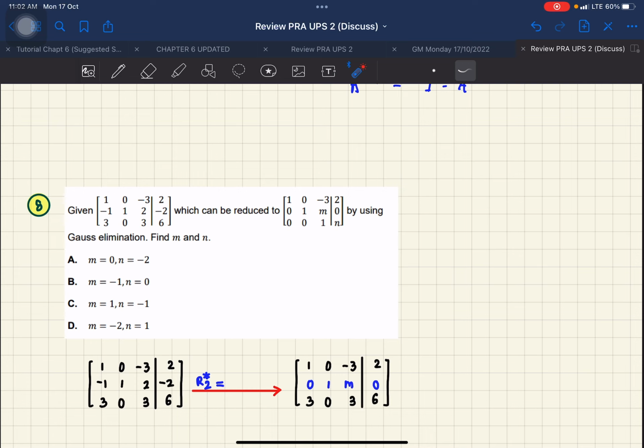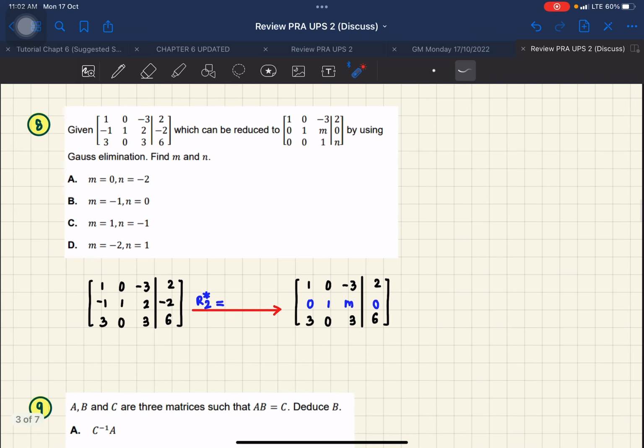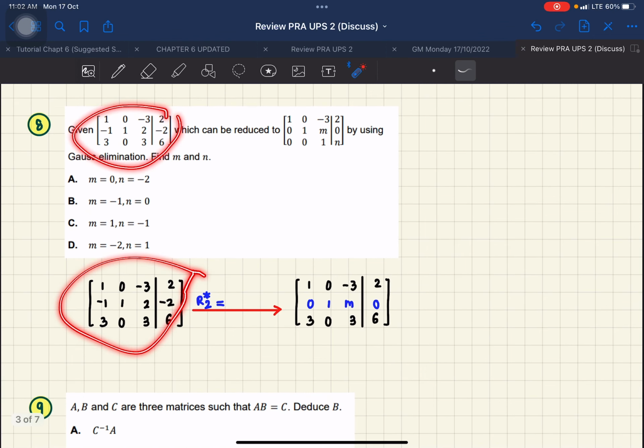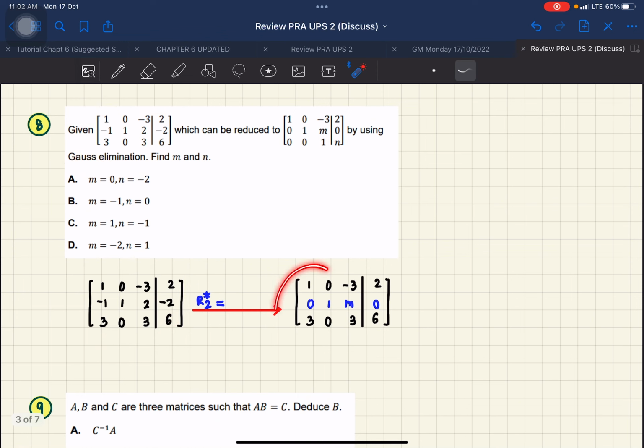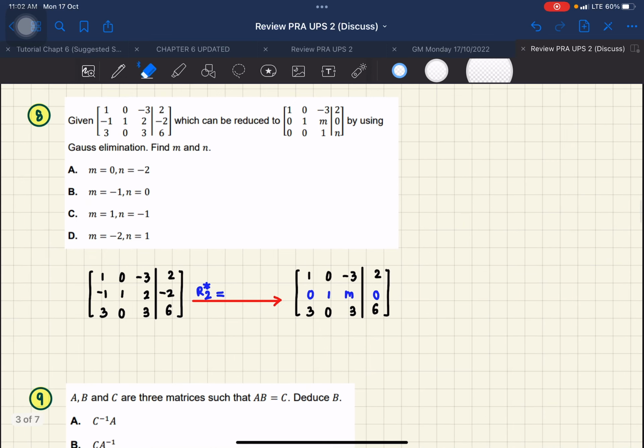Okay, next one. So given an augmented matrix can be reduced to this one, reduce augmented matrix by using Gauss elimination. You need to find M and N. Okay, so kalau tengok dekat sini, saya dah tulis matrix ni siap-siap. So this is the original augmented matrix. Okay, so this one is what happened when I change yang ini into 0. Okay, so saya nak ubah yang saya bulatkan tadi tu into 0. Wait, let me tunjukkan.